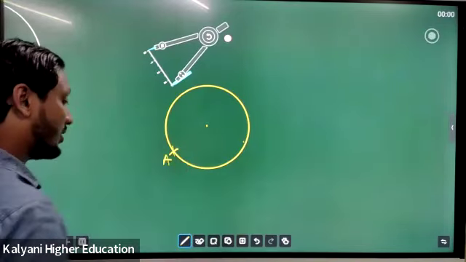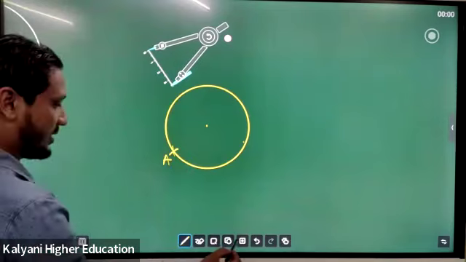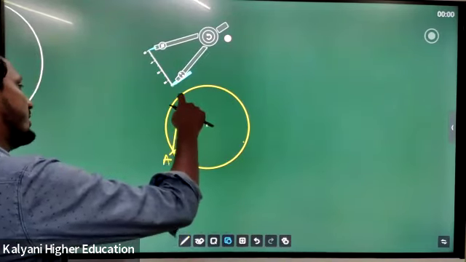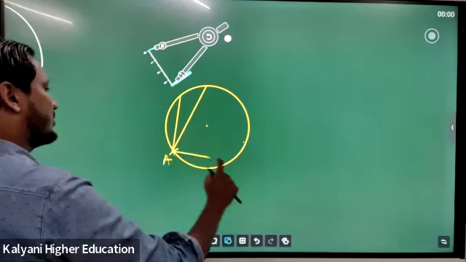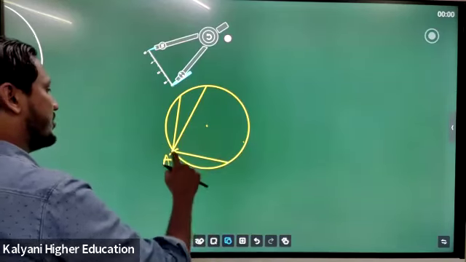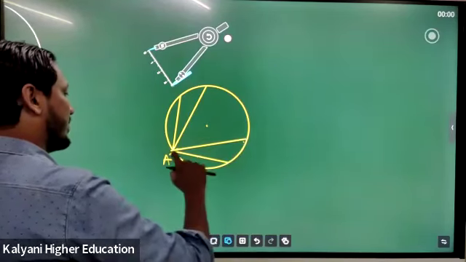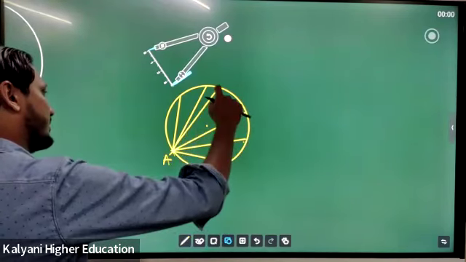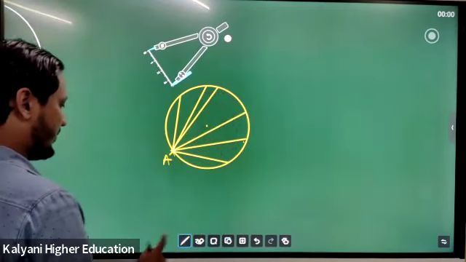They asked you to draw several chords. I'll draw several chords. Starting from where? From A. I'll draw a chord. Yes, no? Yes. I'll draw another chord, and another one, and another one, with a different color.